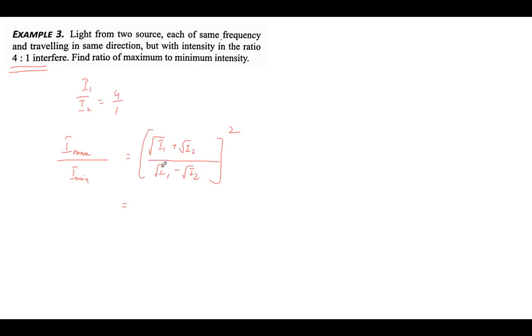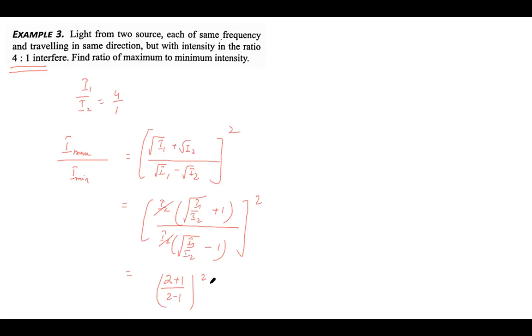ठीक है. अब I2 को अगर हम लोग बाहर लेके जाते हैं, I2 को कॉमन कर लो. I2 कॉमन कर लेंगे तो यहाँ पे क्या हो जाएगा, रूट अंडर I1 बाय I2 प्लस 1, और यहाँ पे I2 को कॉमन लेंगे रूट अंडर I1 बाय I2 माइनस 1 का होल स्क्वायर. I2 कैंसिल हो गया. रूट I1 बाय I2, 4 बाय 1 है, 4 का स्क्वायर रूट 2 हो गया, तो 2 प्लस 1 बाय 2 माइनस 1 का होल स्क्वायर. 3 बाय 1 का होल स्क्वायर, दैट इज 9.